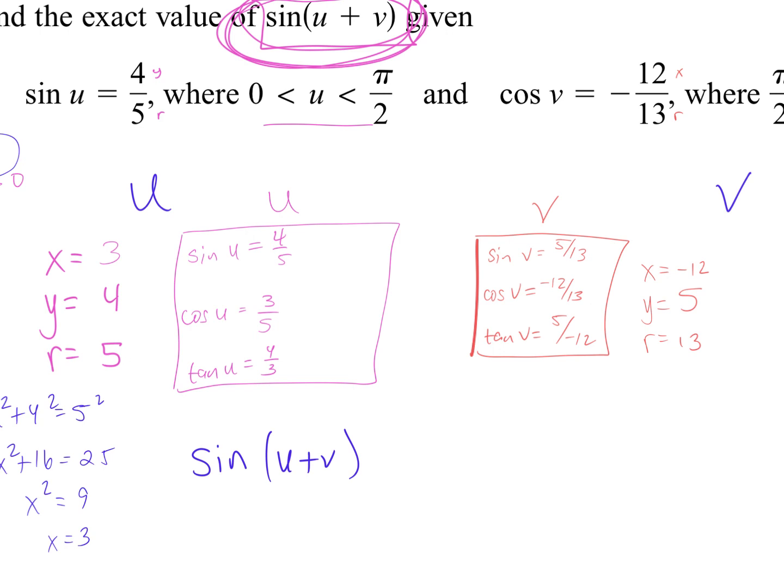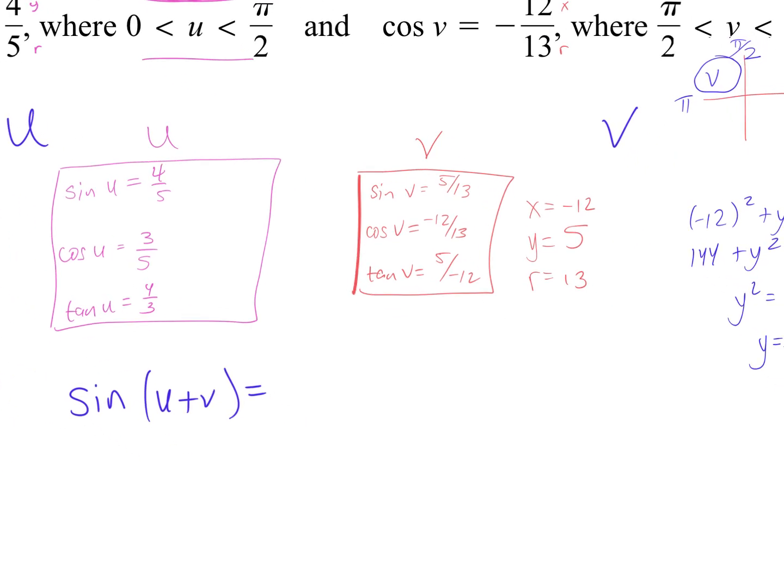So what is the formula for sine of u plus v? I'm going to write it out. You guys tell me, what is the formula? How does it go? For sine of u plus v. Sine u times cosine of v, what? Plus cosine u times the sine of v.